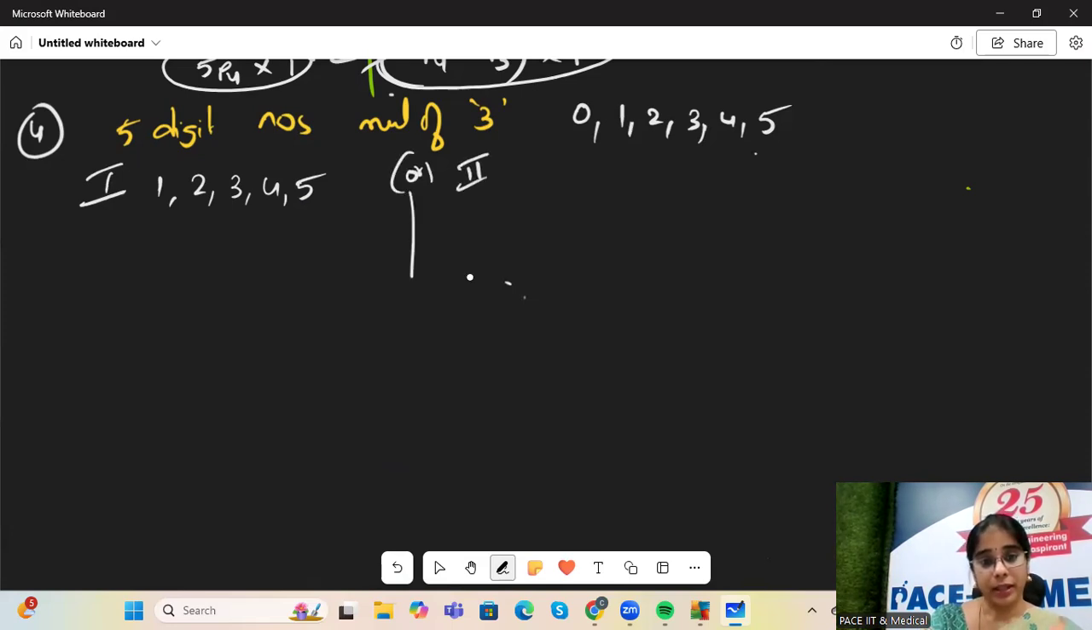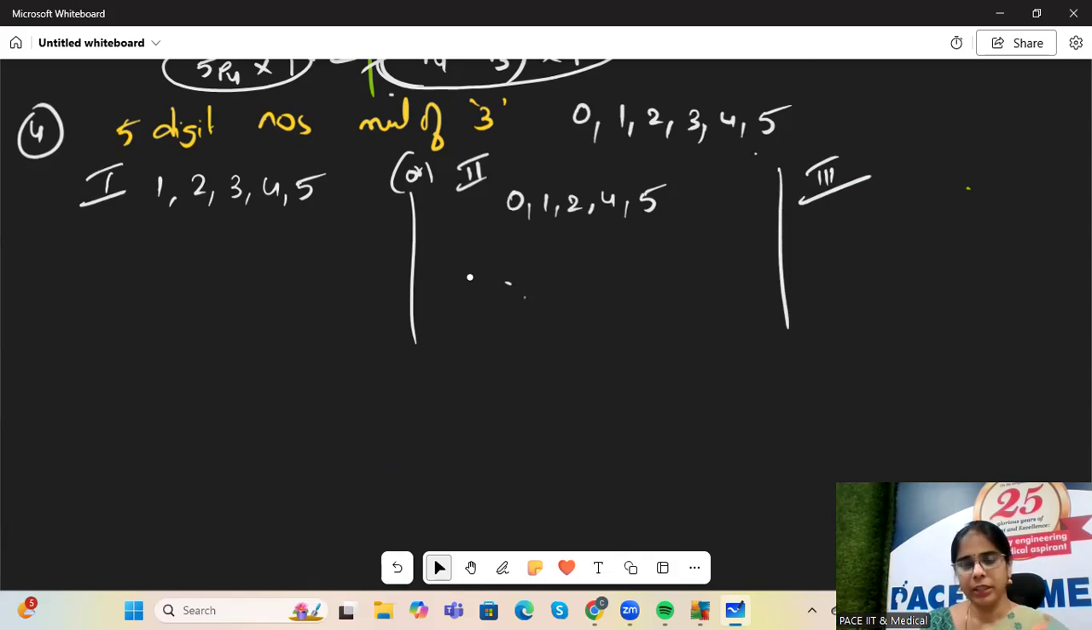Or I can also have, suppose I am removing 3, I'll place 0: 0, 1, 2, 4 and 5. Here also, 5 plus 4 is 9, 2 plus 1 is 3. Yes, it is perfectly divisible by 3. Or if I remove any one and place anything else, is that possible? Try to remove any one digit and place another digit in its place and check whether it is divisible or not, which you will not find. Clear? So my options are only this case and that case.